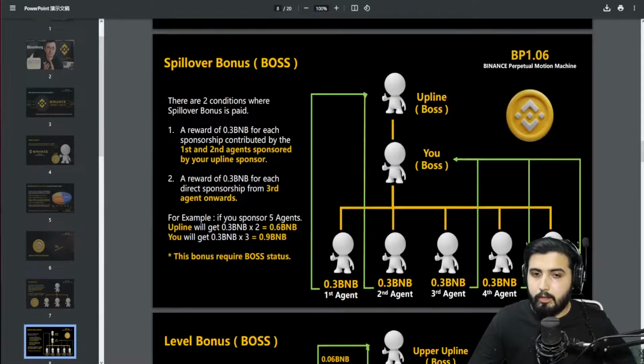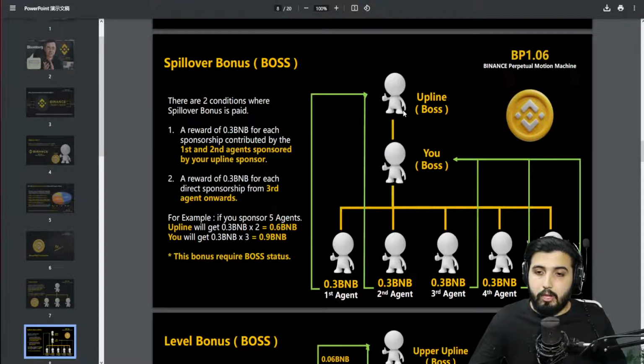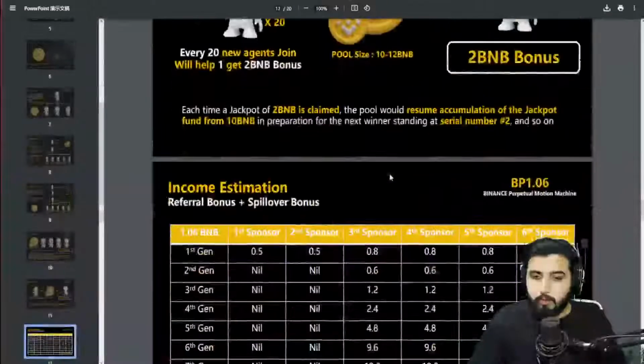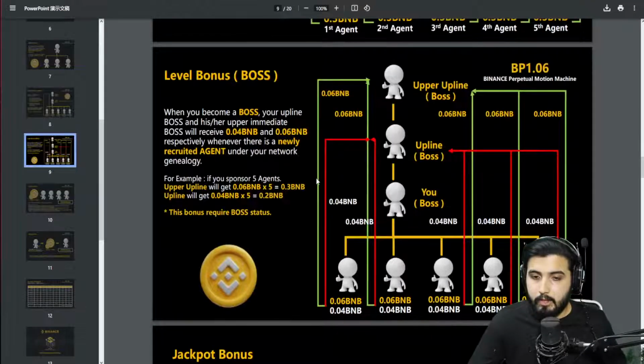In this spillover bonus, you can see the 0.3 BNB of the third, fourth, and fifth agent. You can see the green line here. It goes to us. So we get the 0.3, this becomes 0.9 BNB. We get 0.9 BNB from these 3 agents. But from the first and the second, that goes to the upline boss. So in a sense, it is added into the networking tree of the upline boss. So this network assistance scheme is applied in the spillover bonus, and it is also applied in the level bonus.